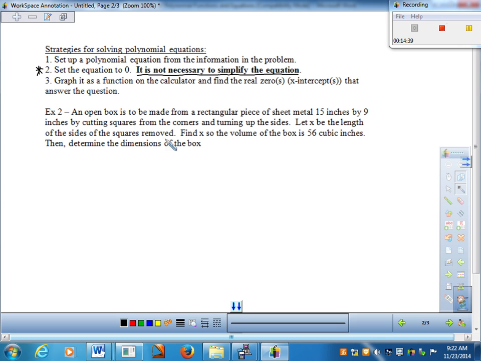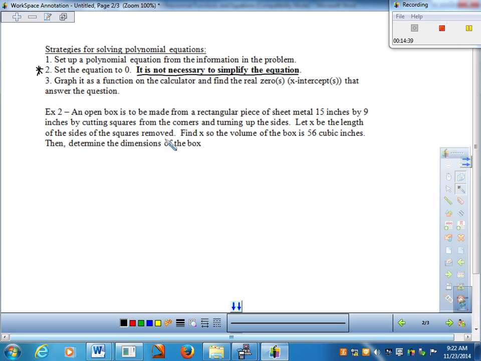So let's give it a try. Examples 2 and 3, just to at least get a little experience with this, and then you'll try, obviously, a few on your own. So example 2. We've definitely seen this scenario before in a couple different contexts, so let's try it one more time.